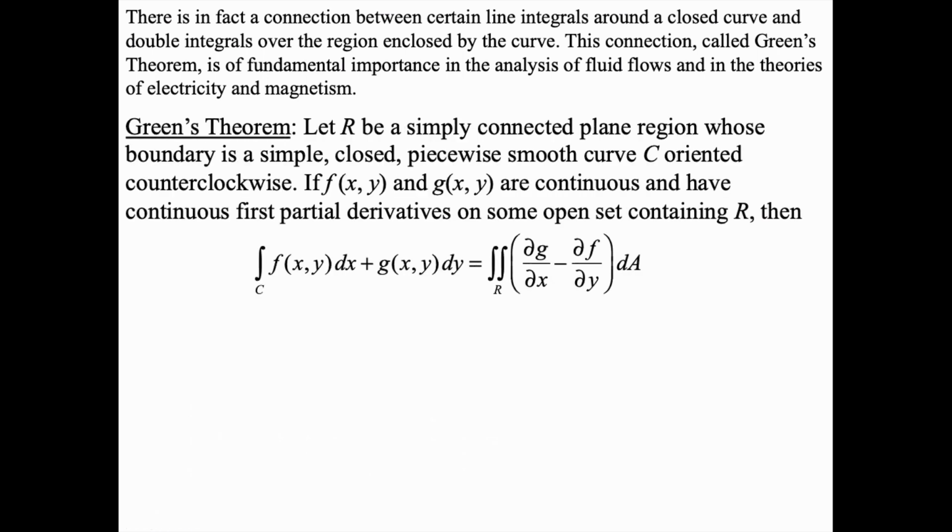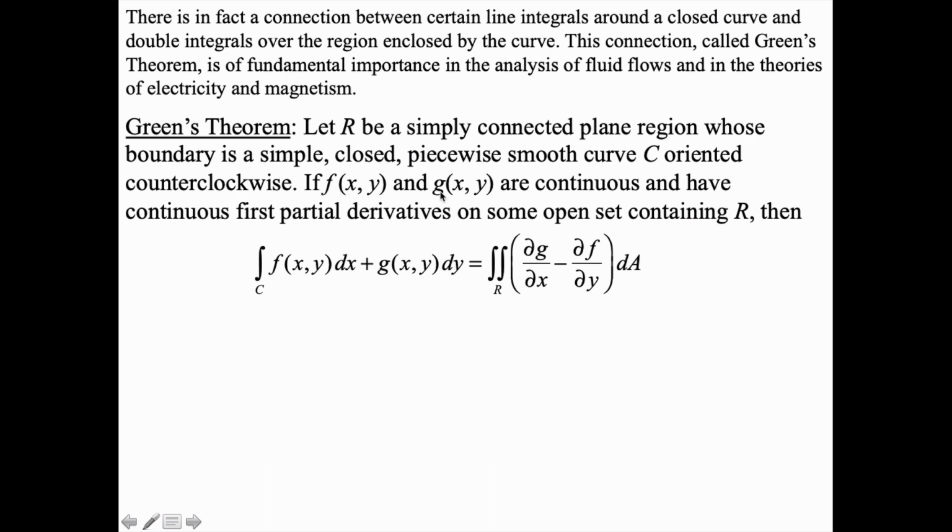Let R be a simply connected plane region whose boundary is a simple closed piecewise smooth curve C oriented counterclockwise. That's very important. Oriented counterclockwise. You'll see in a classic proof of Green's theorem the reason why this is true is because of how the differentials dx and dy interact as you go along counterclockwise. And if you do so, you'll come up with this formula that we're getting to.